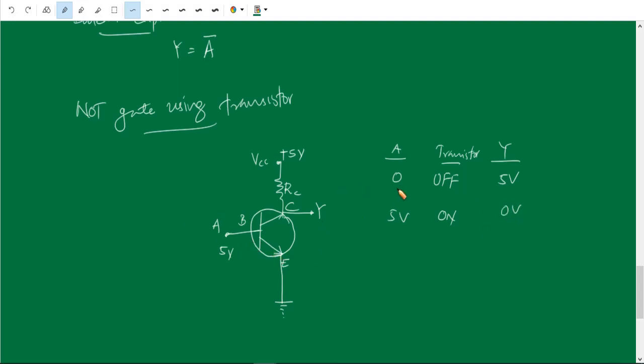Okay, so when we give 0 at the input, we get a high voltage at the output. If we give high voltage at the input, there will be 0 volt at the output. That is why this is called an inverter. So this is the working of a NOT gate.